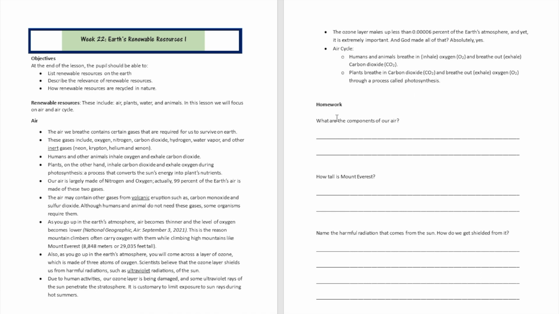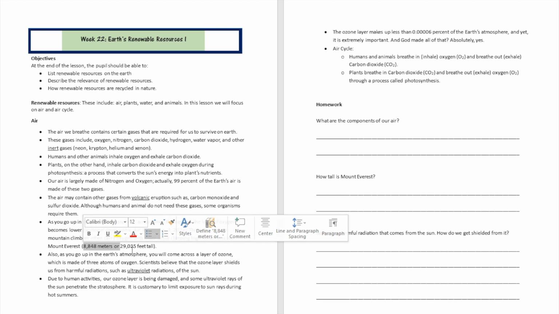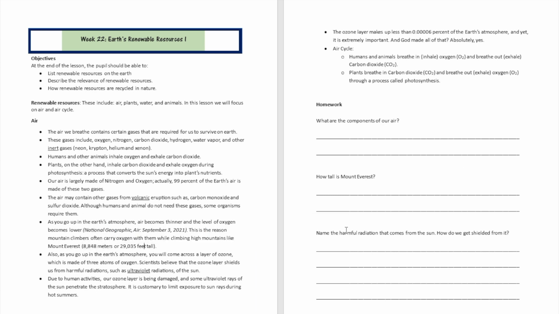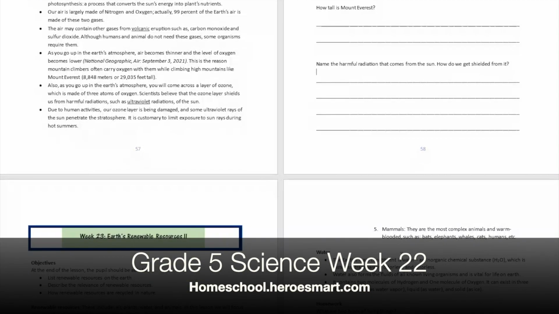Please go ahead and answer a couple of questions. What are the components of our air? You can talk about nitrogen and oxygen and carbon dioxide and water vapor and inert gases. How tall is Mount Everest? It is 8,848 meters or 29,035 feet tall. Name the harmful radiation that comes from the sun, and how do we get shielded from it? Well, ultraviolet rays come from the sun, and our ozone layer is our shield from those rays.